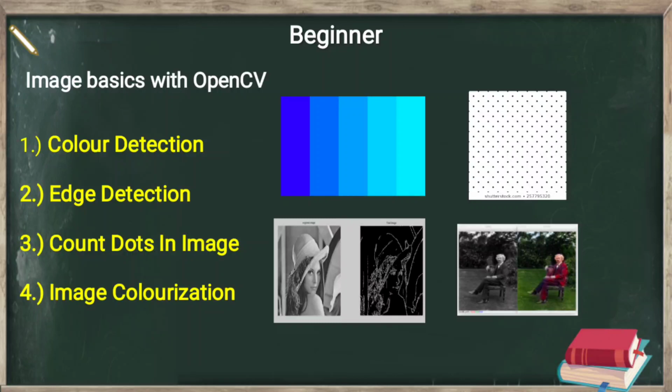And the third one is counting dots in an image. It can be white, it can be black, and the same piece of code can be used to count both dots, that is white and black. Okay, so the number of black dots in a white background image, or vice versa.